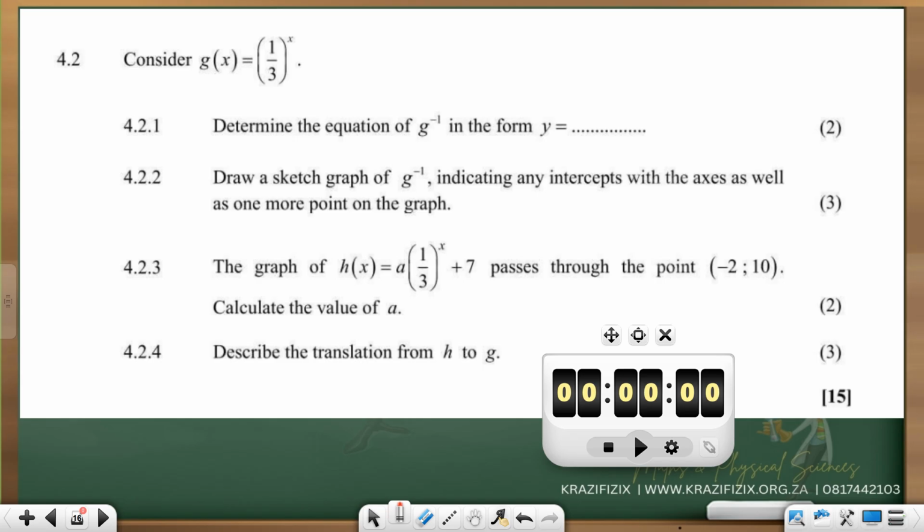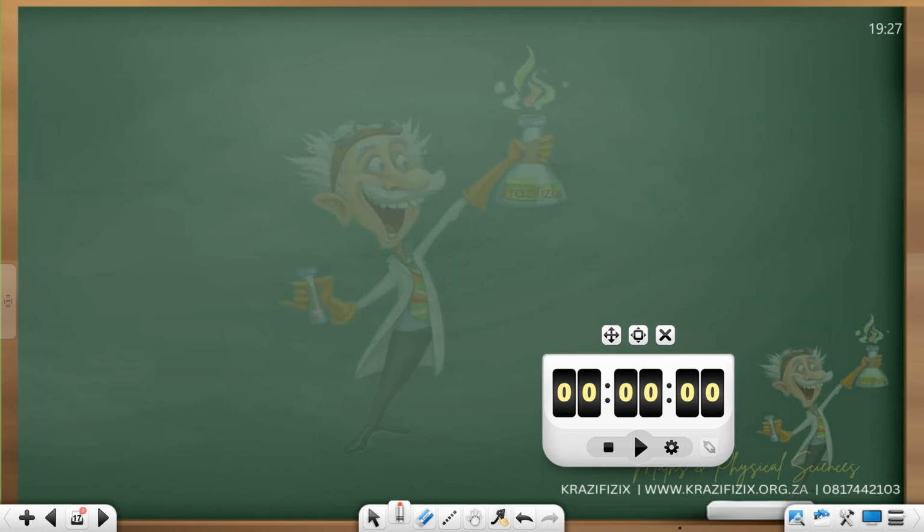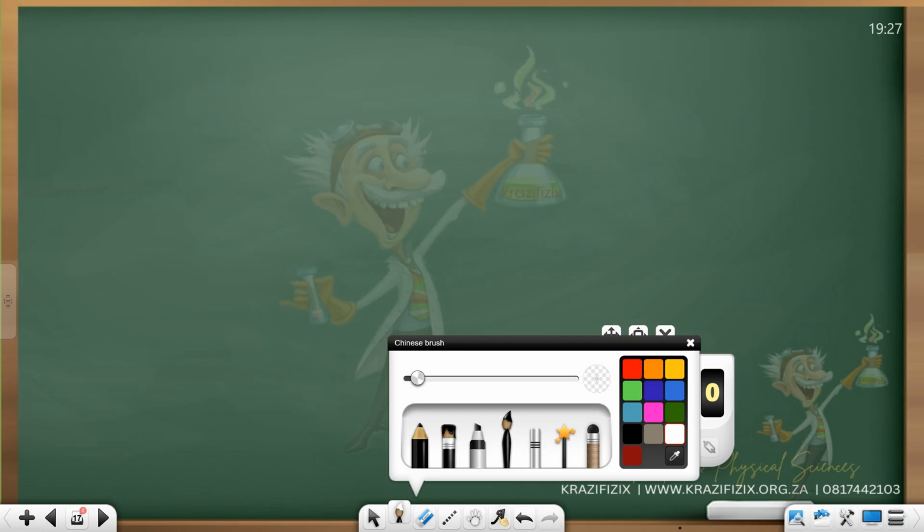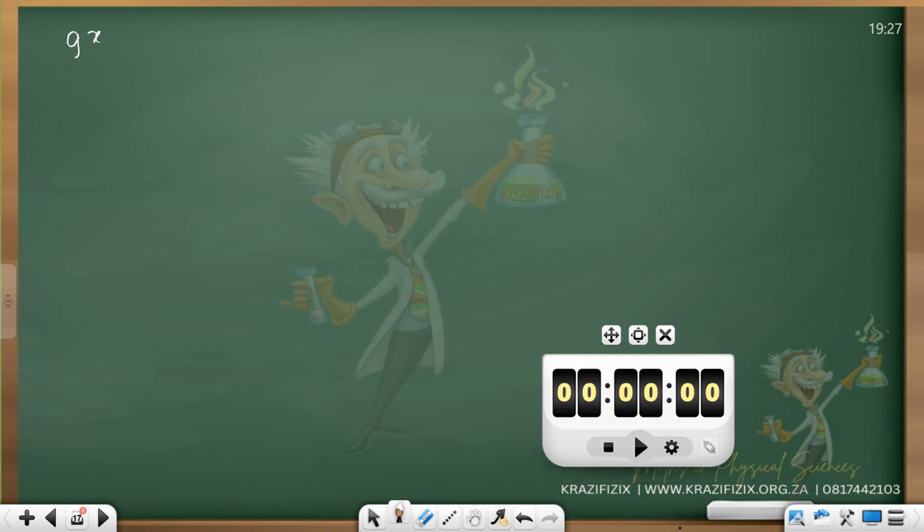Are we done, guys? If you are not done, it means you are overdressing your graph, and we don't want to overdress the graph here. Quickly, g of x is 1 over 3 to the power x. Guys, here we don't want to waste time. This is where you quickly pick those marks. G of x is 1 over 3 to the power of x. You know your g of x is y. Lovely. You start like that.